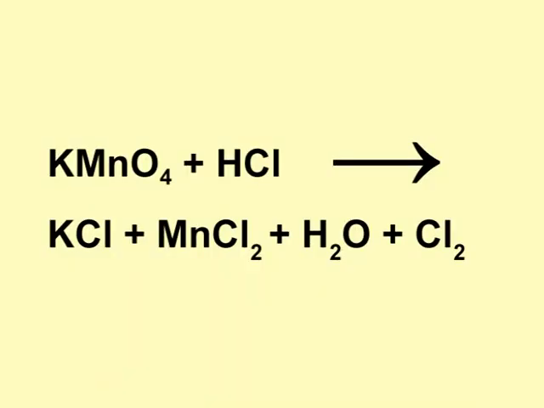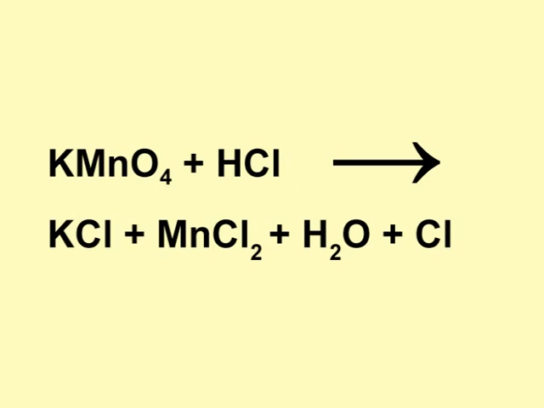Let's take an example. Let us balance the equation shown on the screen. KMnO4 plus HCl gives KCl plus MnCl2 plus H2O plus Cl2. As chlorine gas is present as a product in the shown chemical reaction, let us change it into atomic state. KMnO4 plus HCl gives KCl plus MnCl2 plus H2O plus Cl.